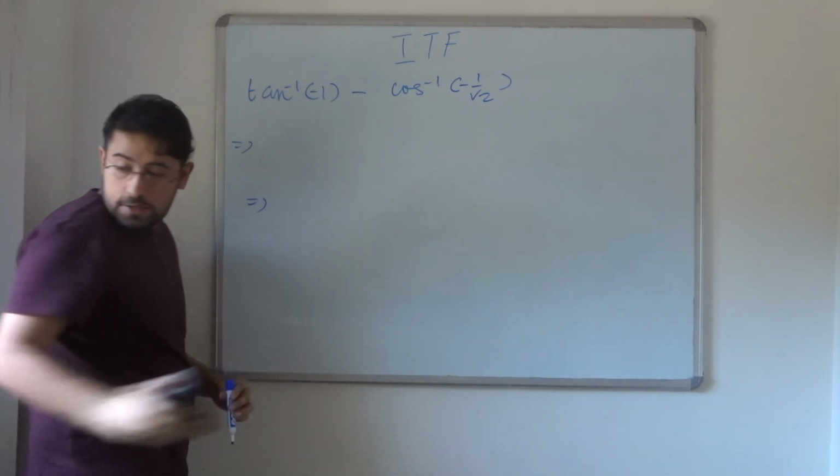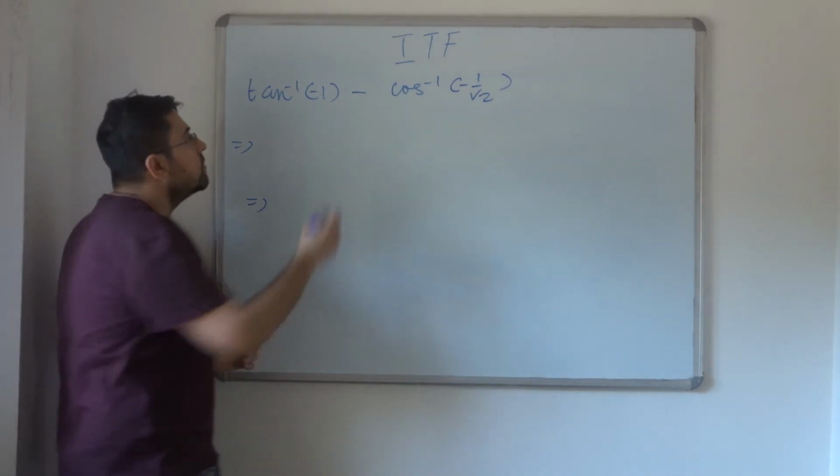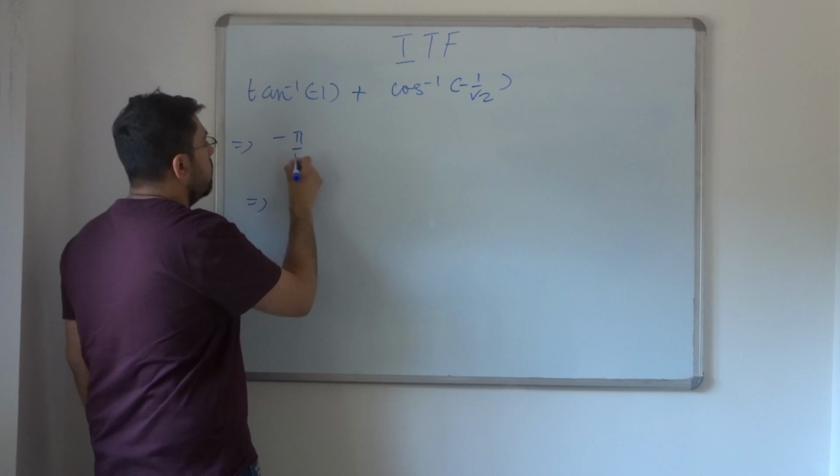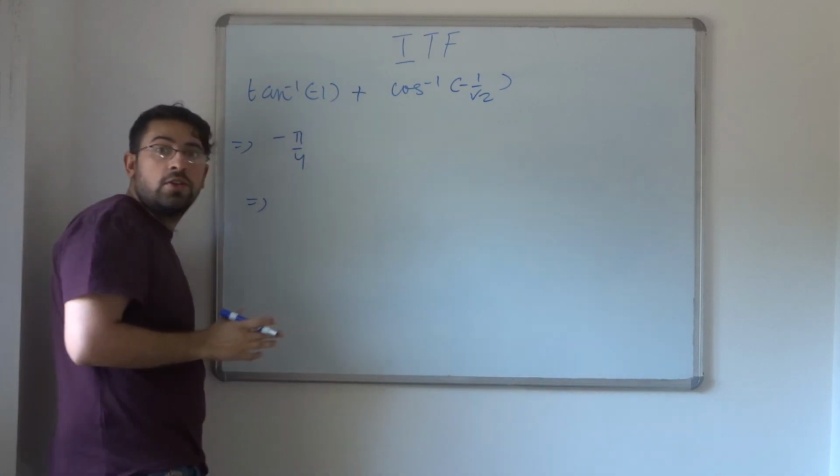So let me do the positive version of this question. So you have negative pi upon 4. This was the question I wanted to ask.